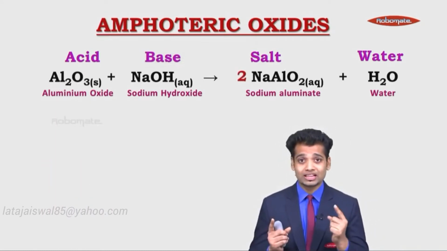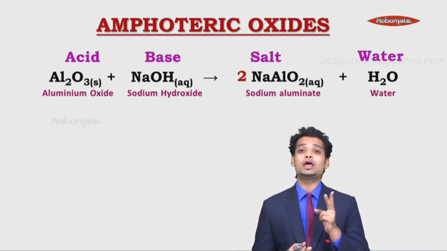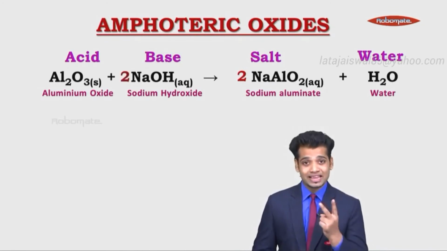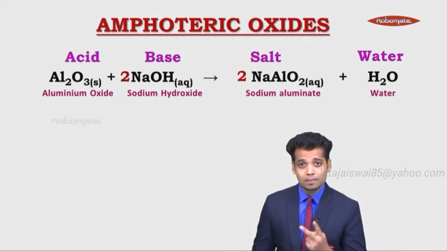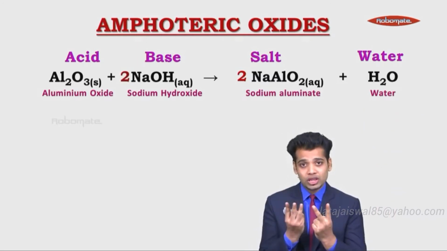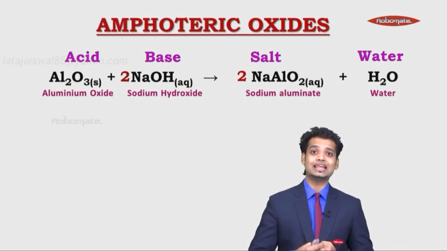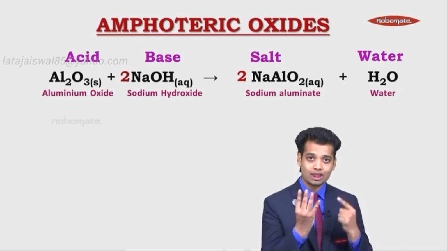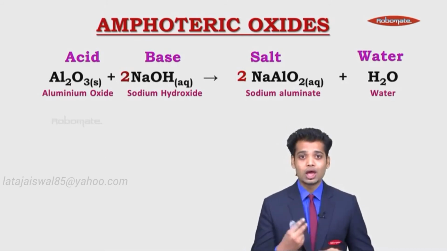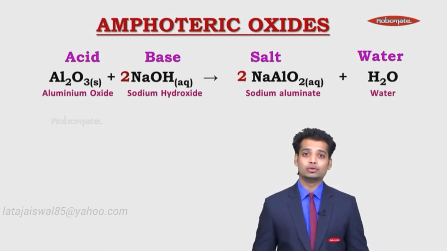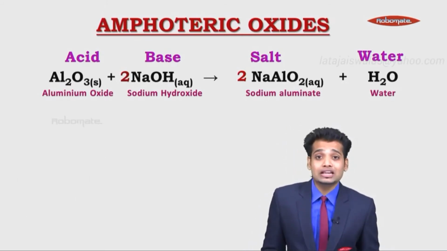Al is 2 on the left, Al is just 1 on the right. So you multiply on the right hand side by 2, making Na2. Oxygen becomes 2 and 3, 5. On the right hand side, it is 4 and 1, that is 5. Hydrogen has become 2. Hydrogen is always 2 on the right hand side. So the reaction is balanced.